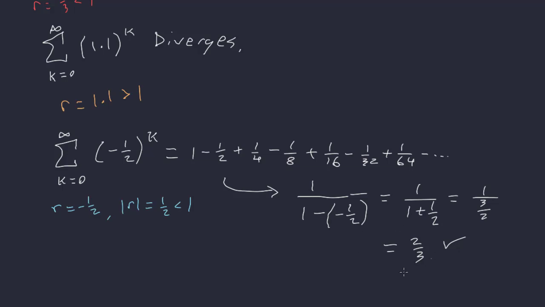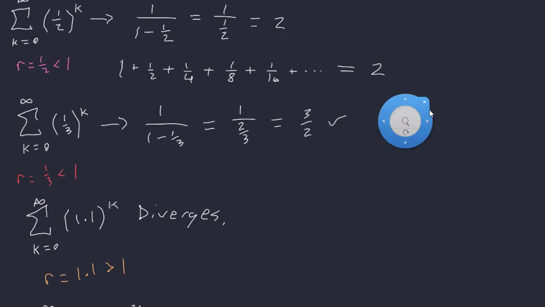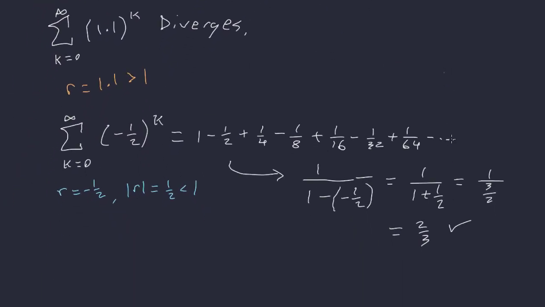All right. Now, that's less than what we got with the one up here with just 1/2. Right? For 1/2 as our r, we got 2. Here we got 2/3. Hopefully that makes sense because we're adding and subtracting. So we should get something smaller because we're subtracting every other term instead of adding every other term.